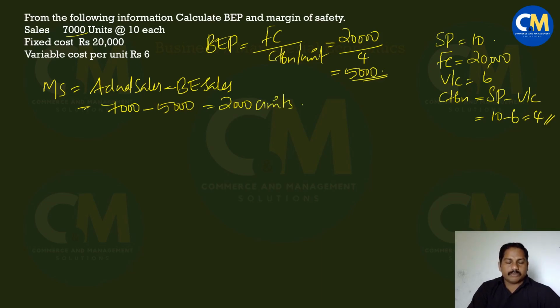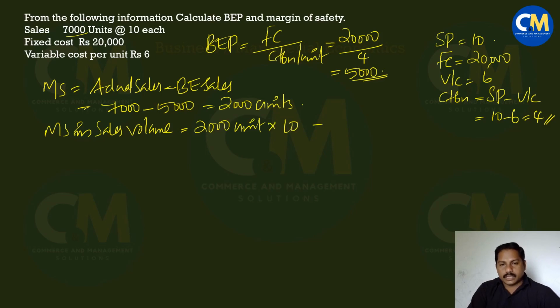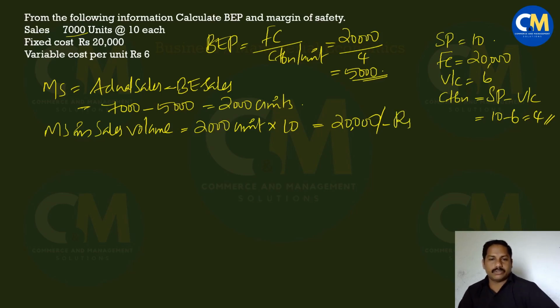This is in units. Then we can calculate the margin of safety in sales volume also. Margin of safety in sales volume is equal to 2,000 units into selling price, rupees 10. So we will be getting 20,000 rupees. This is the margin of safety in sales volume. So we worked out both break-even point and margin of safety.